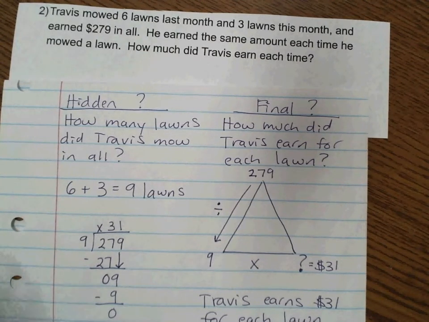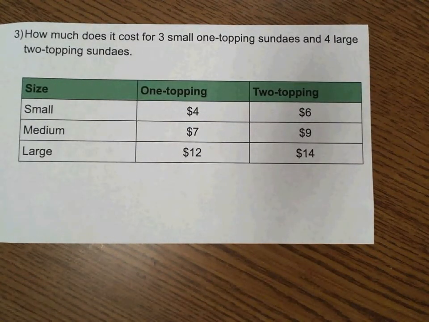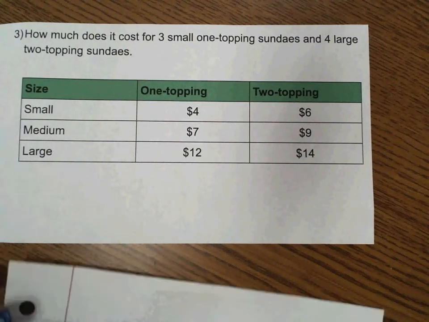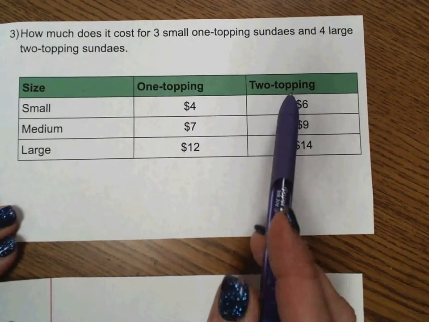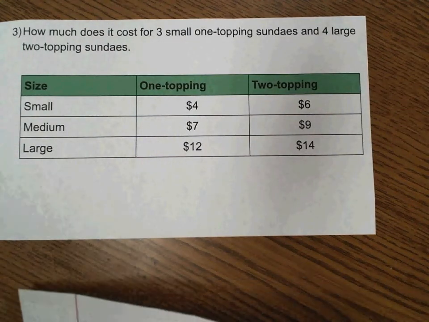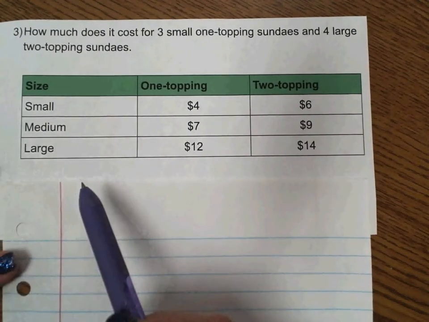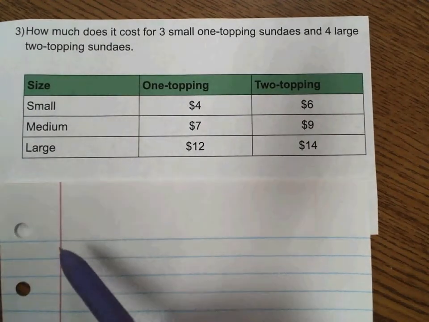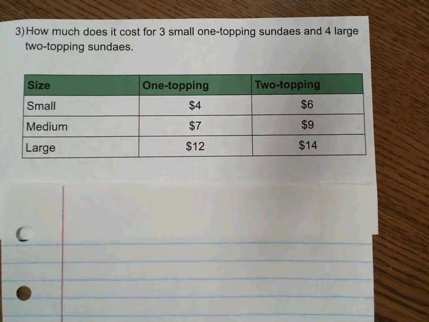And the last example that we have is here. How much does it cost for 3 small 1-topping sundaes and 4 large 2-topping sundaes? So we have this table here, and it's got sizes, 1 topping and 2 toppings. So when you have a table like this, you might not always need all the data that's in the table. So when you're solving this, make sure that you're only using the information that you need. So again, go ahead and pause the video, solve the problem, and when you're ready to check your solution, press play.